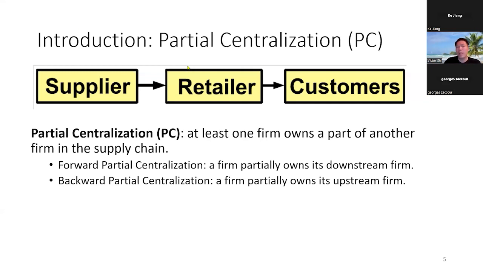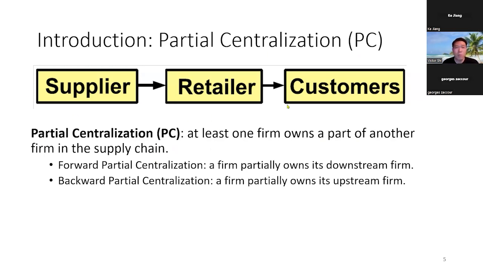But there's another possibility called partial centralization, PC here. So what is partial centralization? It means at least one firm owns a part of another firm in the supply chain. So actually, we call this partial centralization. You can also call it partial decentralization, okay? Or you can call it some other names like partial ownership, right?